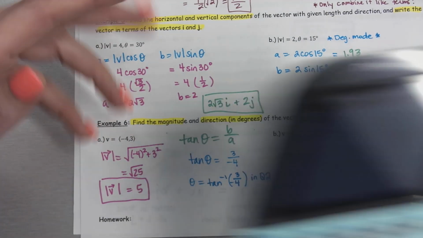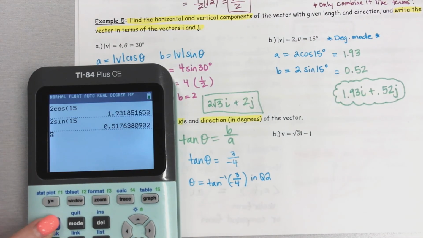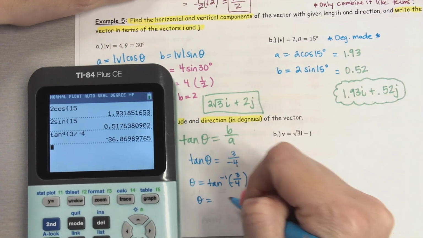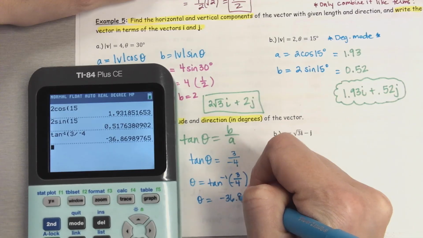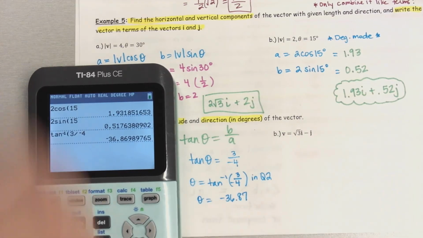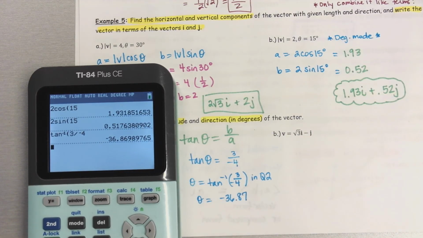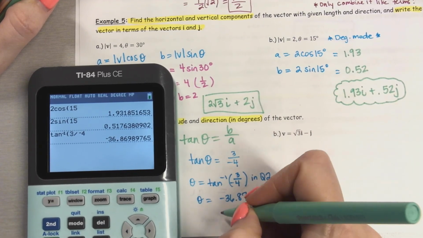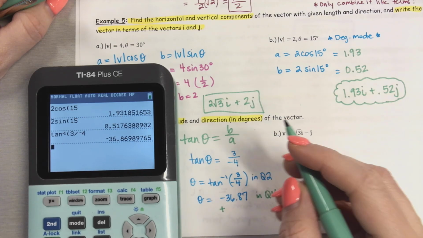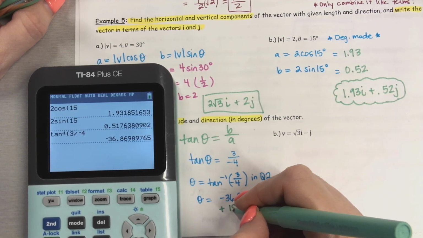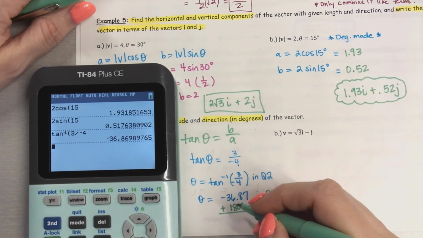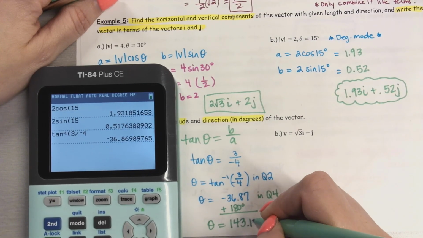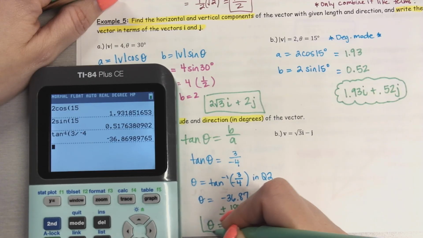Okay, so when you do the inverse, let's see what we get. 3 divided by -4. Okay, you get -36.87. Okay, that is in quadrant 4. So, in order to get it in the opposite quadrant, what do we need to add? Yep, so in degrees, that would be pi is equal to 180. Okay, so in degrees, theta is 143.13 degrees.